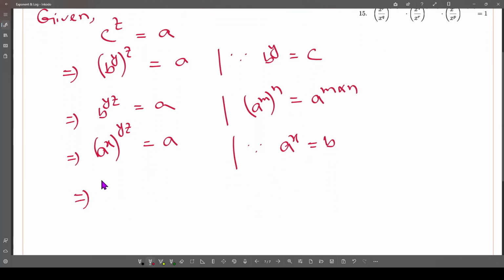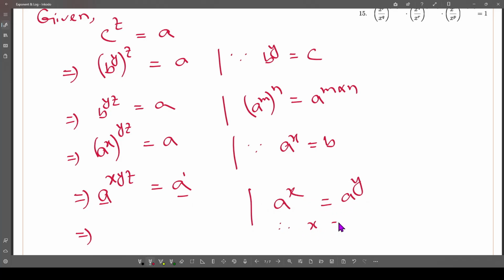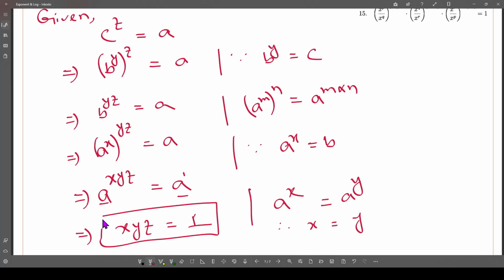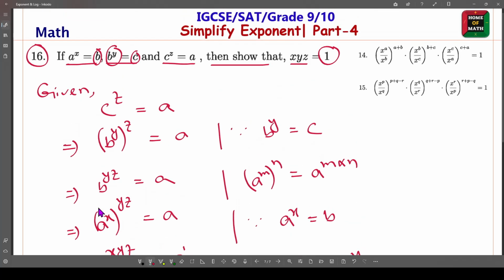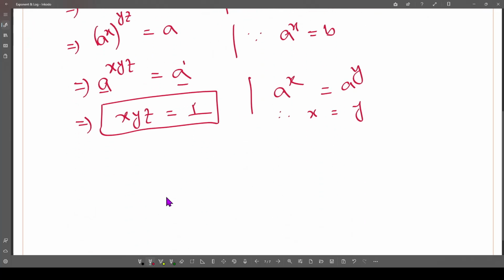Now this one we can write very easily, a to the power xyz equals a. So look, here a is single, it means the power is 1, right? So bases are same. We know a to the power x equals a to the power y, we can write x equals y. So we can write xyz equals 1. Okay, and this is our question answer, we have already shown this one where xyz equals 1. So short.